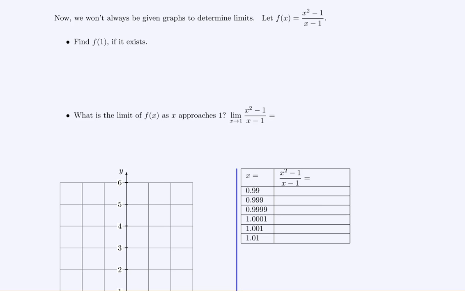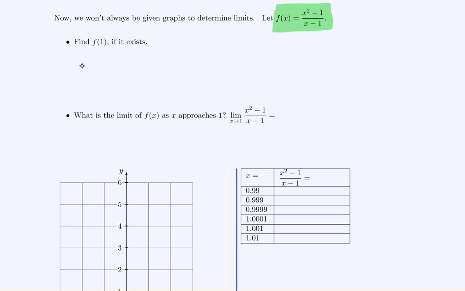Sometimes we're given a description of the function. As we were here, our function is x squared minus 1, all divided by x minus 1. And we're asked to find the output value when the function takes on the x value of 1 if it exists, and then after that we need to consider the limit as x approaches 1. Let's start with the first one.